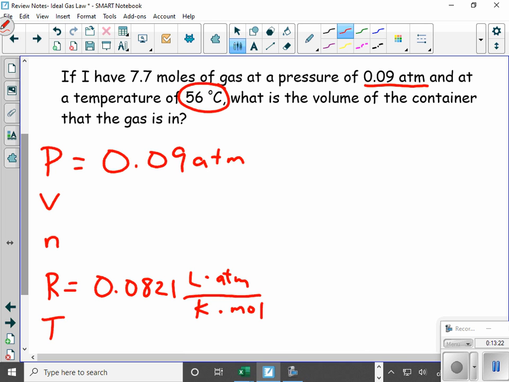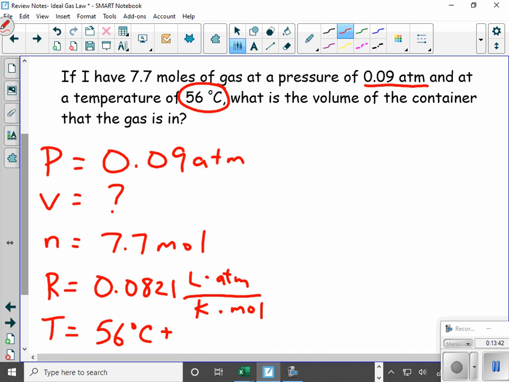0.09 atmospheres. Do I have a volume? That is what I'm trying to calculate, my volume. Do I have a number of moles? Yes, I do, 7.7 moles. Do I have a temperature? Yes, I do, 56 degrees Celsius.